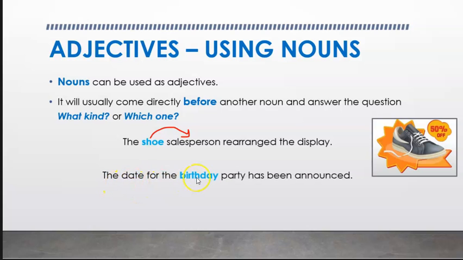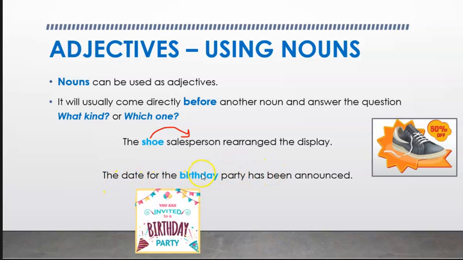Another example, the date for the birthday party has been announced. Normally, birthday would seem like it was a noun, but here it's an adjective telling us about the party, what kind of party or which party we are talking about.